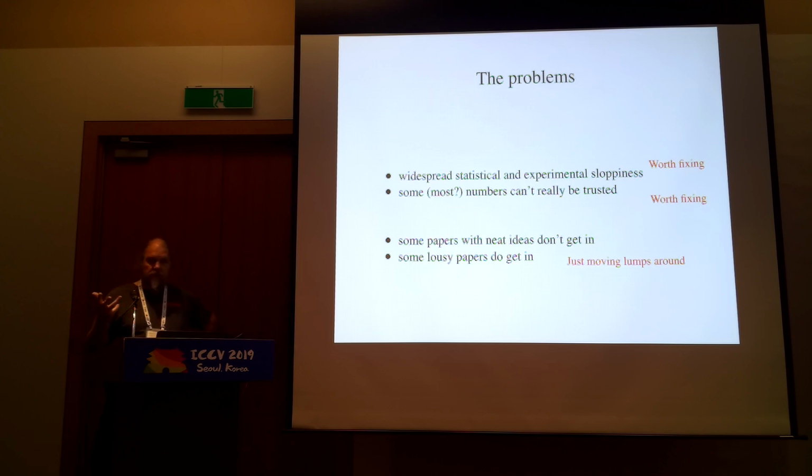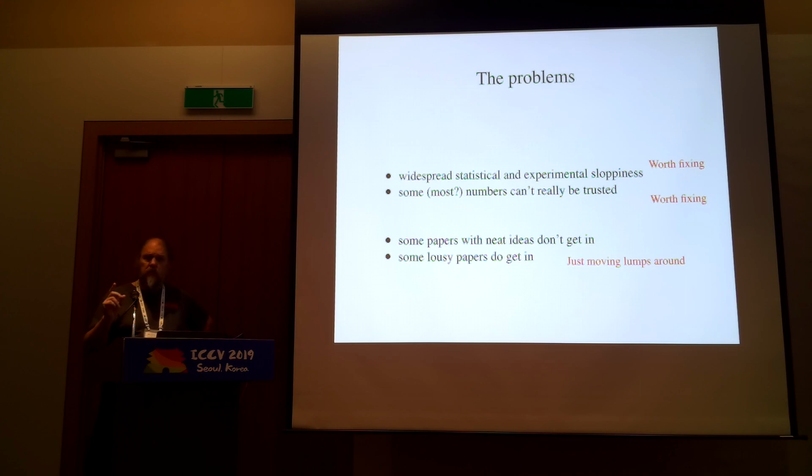The first problem, which is really worth paying attention to, is very widespread statistical and experimental sloppiness of one form or another. In my opinion, that's worth fixing. Sloppiness is always annoying, but it's bad. We'll see some of this later. The next is that some or most numbers that are published can't really be trusted. All numbers come out with a little bit of salt and a smile attached to them, and that is a problem. That is also worth fixing.